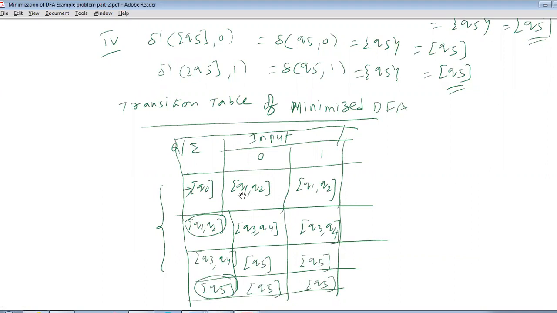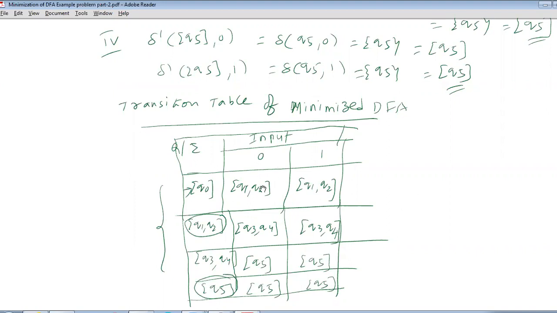Then the next step is to include the initial state and final states in the transition table also. Here Q0 is the initial state, so you have to draw an arrow prefixed to the initial state. Final states are represented within a circle. Q1, Q2 is one final state, so that can be included within a circle. Q5 is another final state, so this can be included in a circle. So this is the transition table of the minimized DFA.